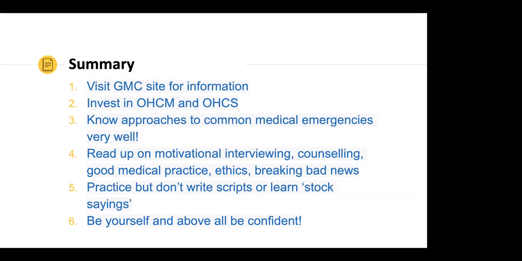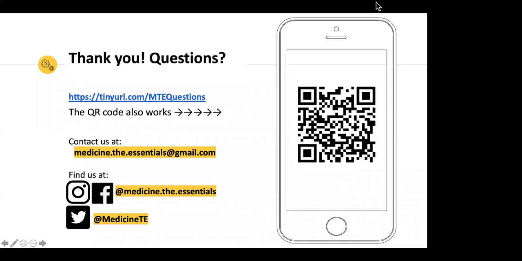Rather say, I will look up this dose. That's the safest. They just want to know that you're a safe doctor who abides by ethical practice. And then read up on motivational interviewing and counseling, Good Medical Practice, ethics, and breaking bad news. And practice, but don't write scripts or learn stock sayings. Be yourself, and above all, just be confident. I'm sure all of you will pass and it'll be fine.